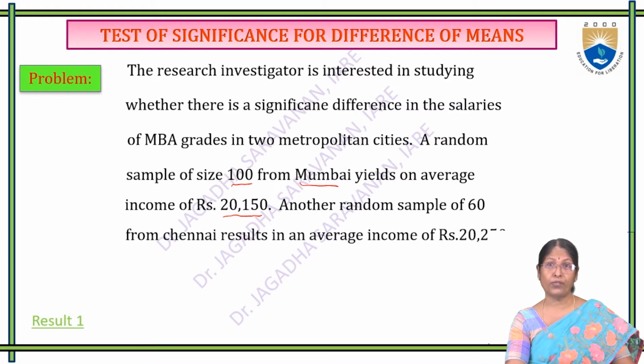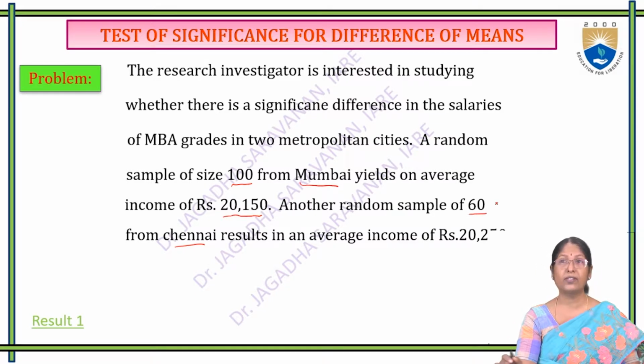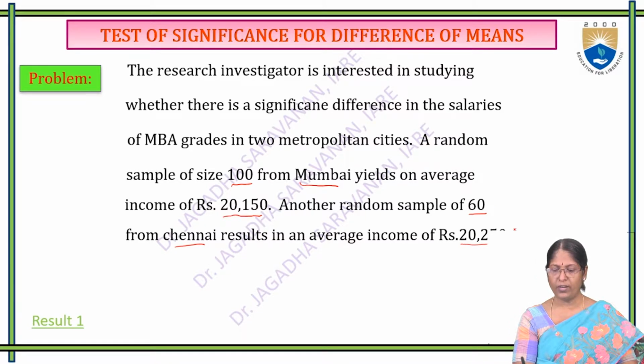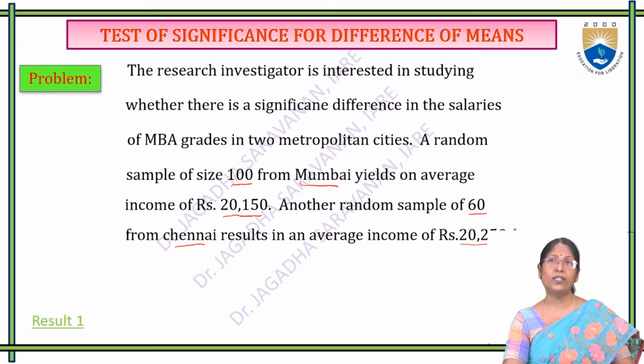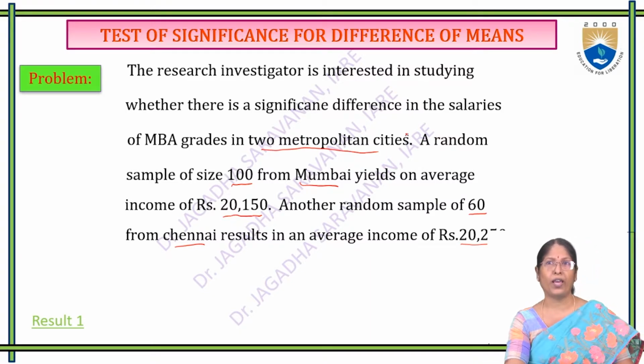Another random sample of 60 from Chennai. So from Chennai, we selected 60 persons. Their average income is 20,250. Two cities are there, that is, two metropolitan cities, Mumbai and Chennai. From Mumbai, we selected 100. Their average income is 20,150, whereas from Chennai, 60 persons we selected, their average income is 20,250.